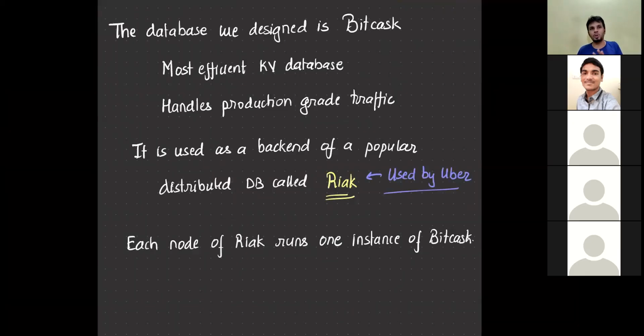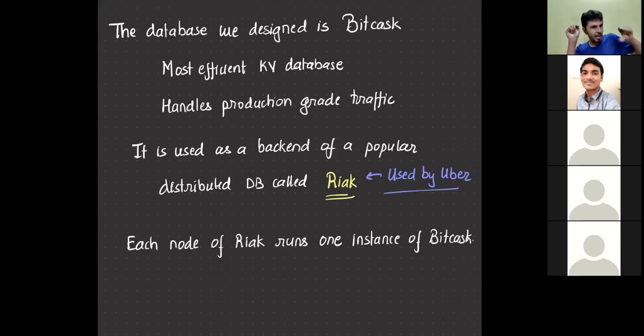This storage that we just talked about is nothing but Bitcask. This is a very famous database called Bitcask. It's one of the most efficient key value stores out there, and it actually handles production grade traffic. It is the backend of a database called Riak, and this Riak is used by Uber in production. So Uber uses Riak, and Riak's backend is Bitcask. Riak is a distributed, sharded database. Each node of that database runs one instance of Bitcask, so the whole file, the whole storage, happens locally.